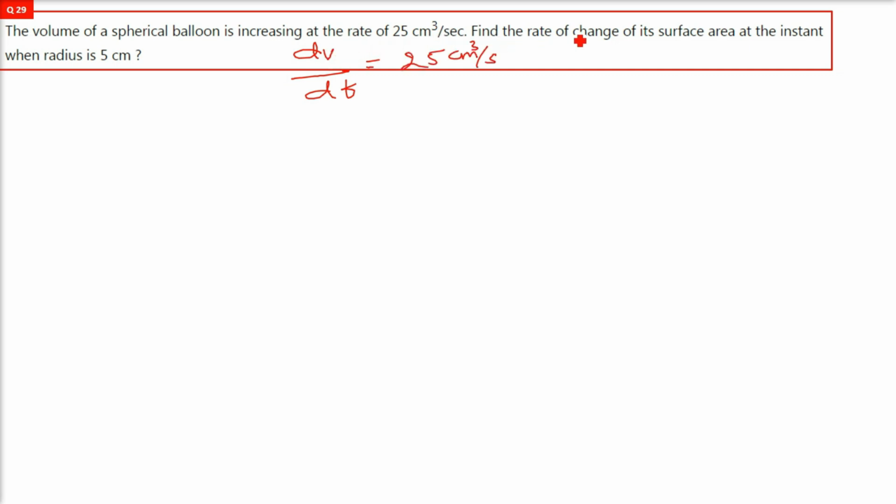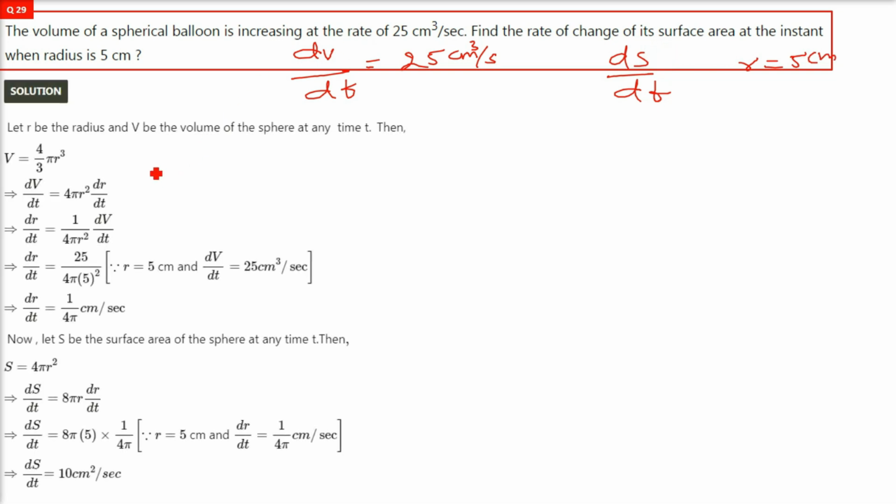Find the rate of change of its surface area at the instance when radius is 5 centimeter. So radius is 5 centimeter, dS by dt has to be found out. We have already done a question like this. Volume is 4 by 3 pi r cube. Surface area is 4 pi r square.